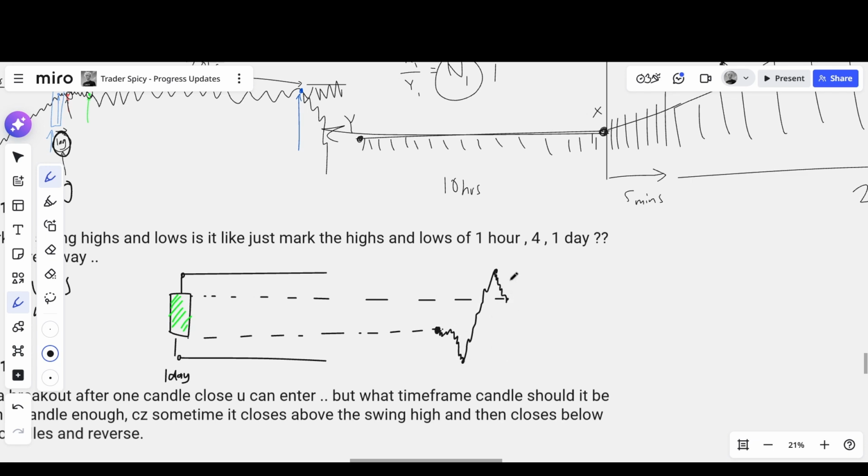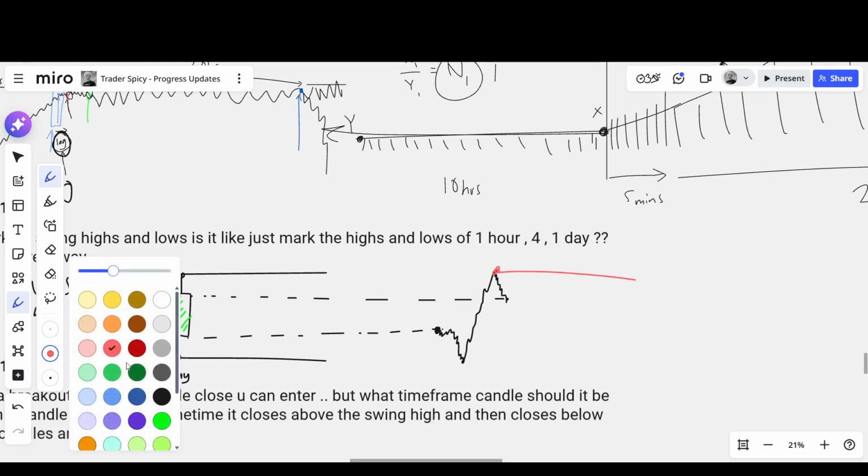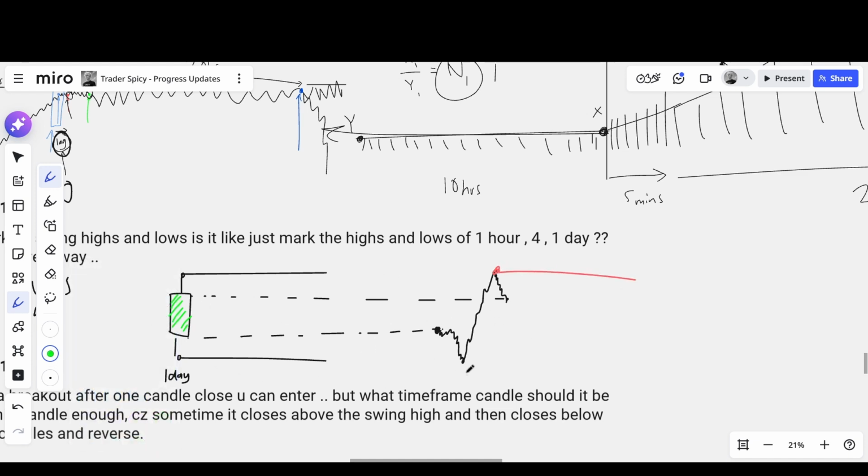Now, what was the highest point during all of this? Like, what was the extreme high? Well, it was this. What is the extreme low of all of that nonsense that happened in the previous day? It was that. So we have a pretty significant resistance level, and we have a pretty significant support level too.